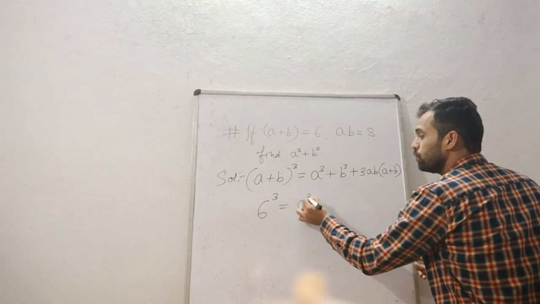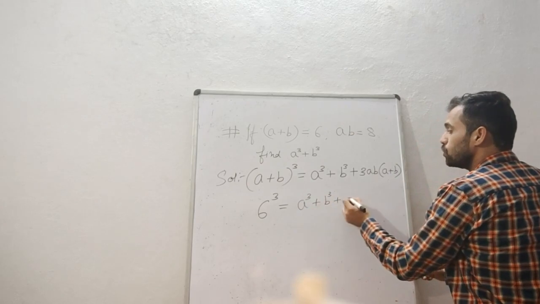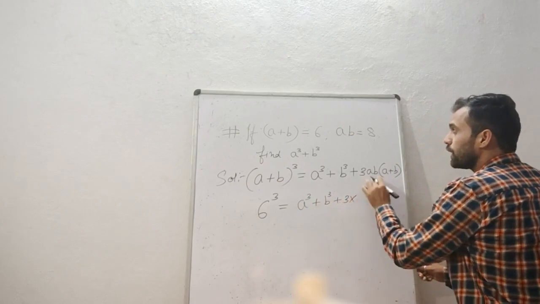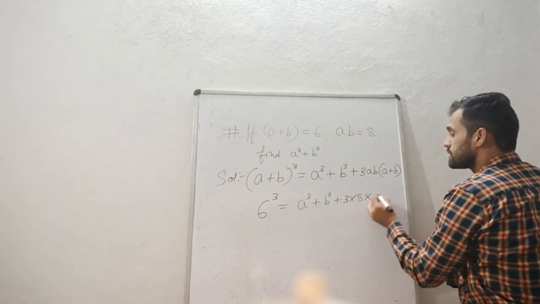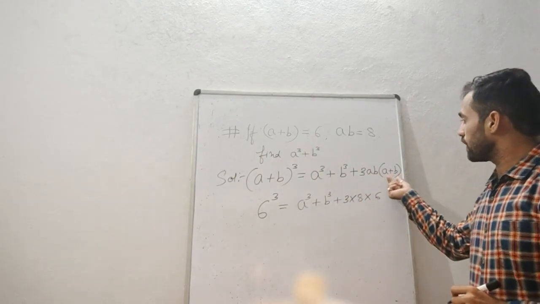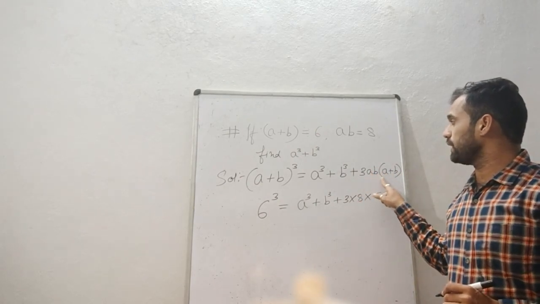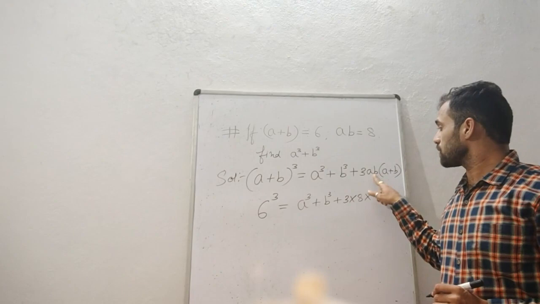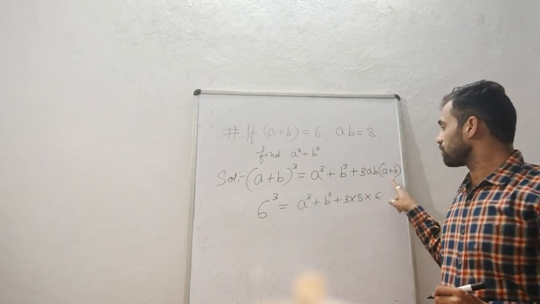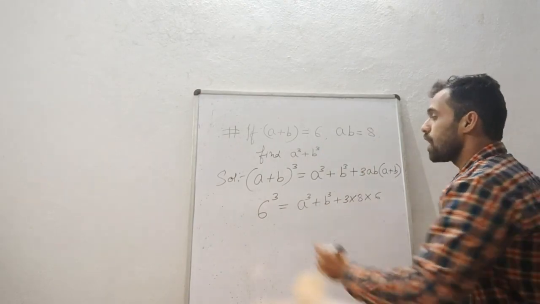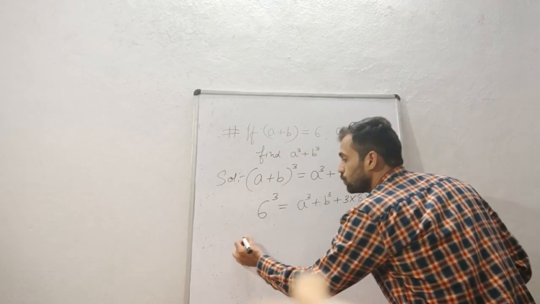The value of a cube plus b cube we have to find, so it will be as it is, no change in this. 3 into ab, the value of ab is 8 and the value of a plus b is 6. So simply we will put the value of a plus b as 6 and the value of ab as 8, in 3 into ab into a plus b. Now cube of 6: 6 sixes are 36, 36 sixes are 216.